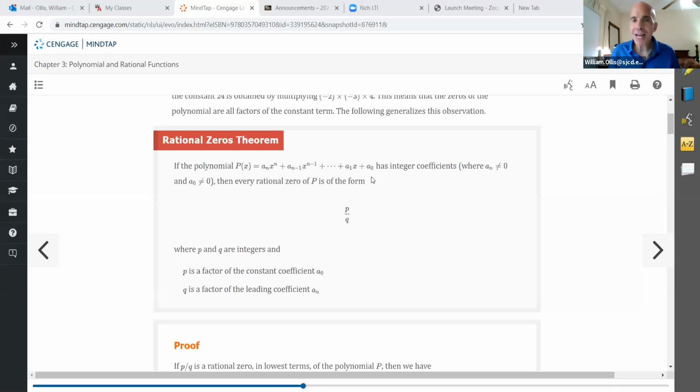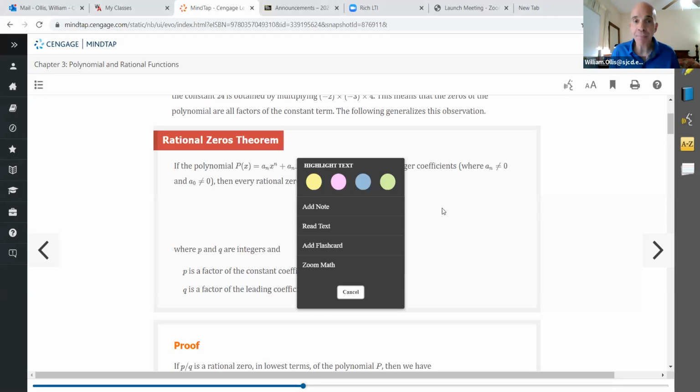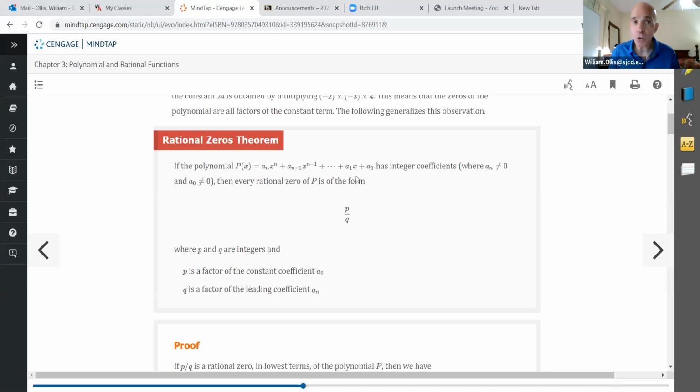And when we apply rational zeros, we're always assuming that the leading coefficient is non-zero because that gives the degree of the polynomial. And then, of course, in this case, the a sub 0, which is the constant term, we're assuming is non-zero. If that's not there, if it's a 0, then we know x is a 0, and then we can just factor the x and start over again.